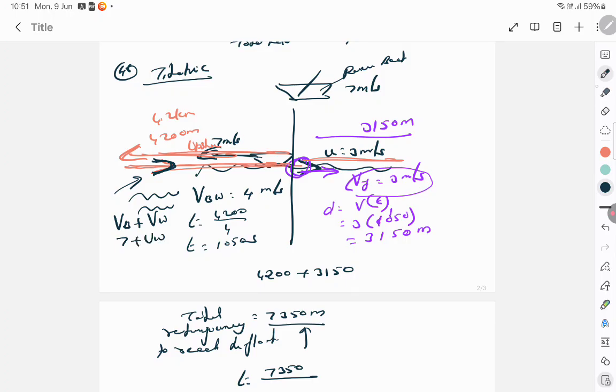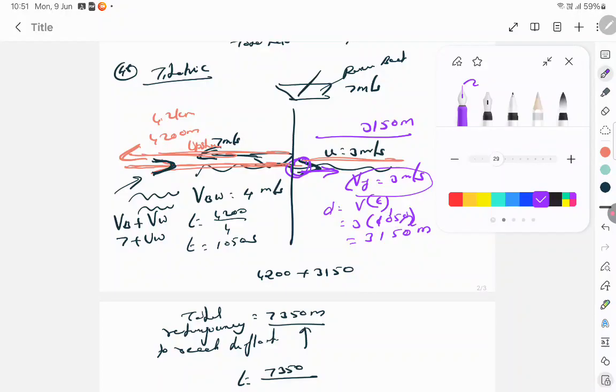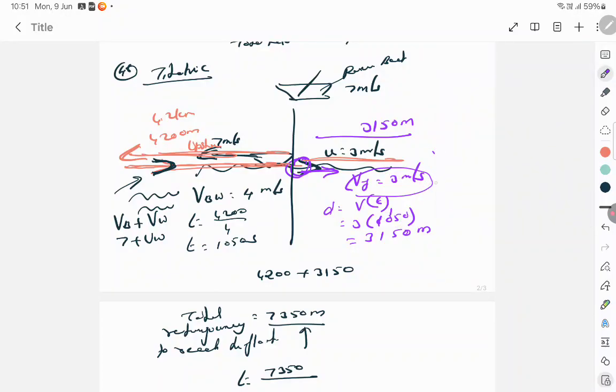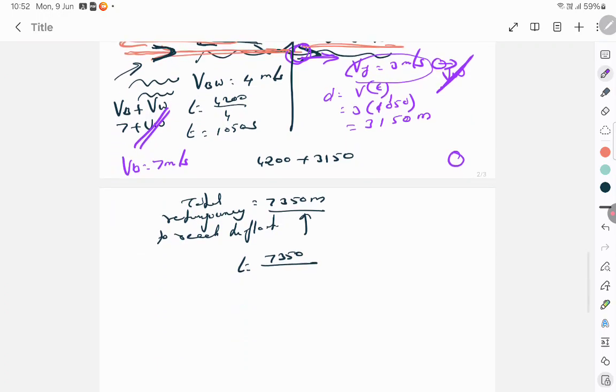And look at the float. The float is already going with the velocity of the water. So in both the cases, let's cancel off the velocity of the water. Let's consider that the float is not moving, and the boat is moving with the original velocity 7 meter per second. Then you can divide by 7 and you get another 1050 seconds.